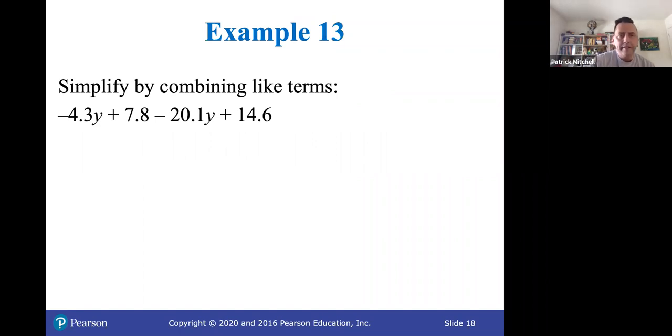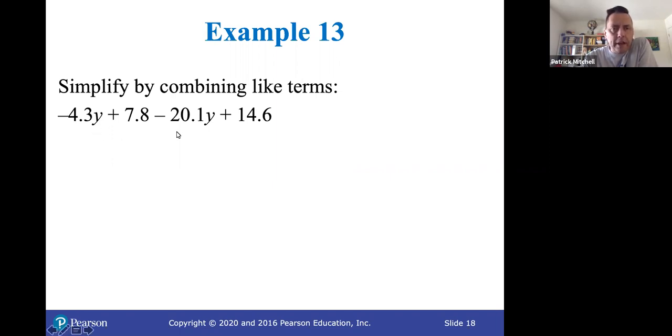All right, simplifying expressions. One of my favorite phrases that I like to use in teaching is think of a simpler, happier time. So imagine that these weren't decimals and this just said negative 4y plus 8 minus 20y plus 15. All right, we went over problems like that back in chapter 3.